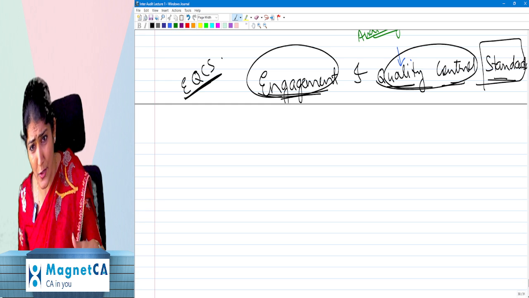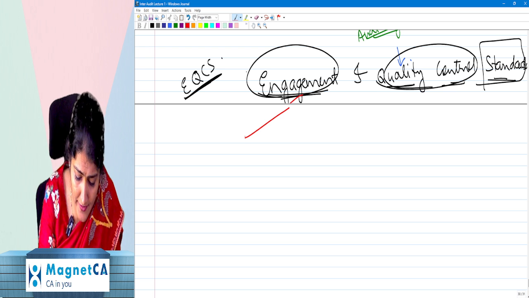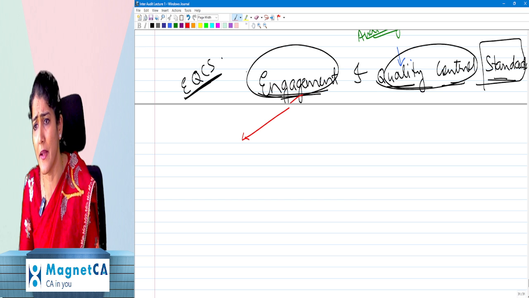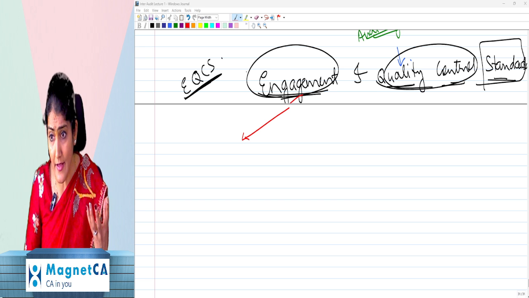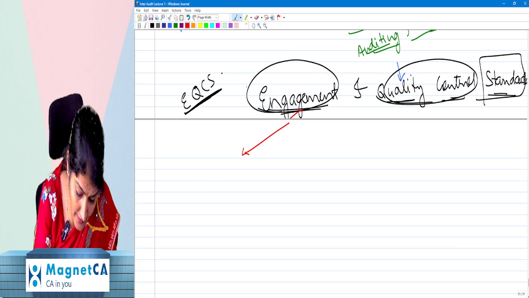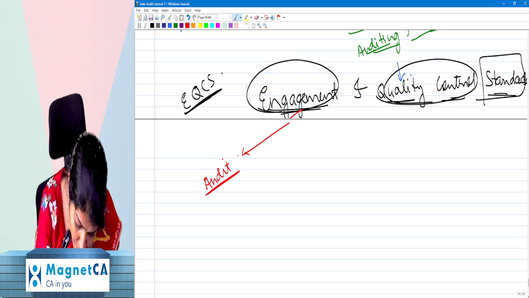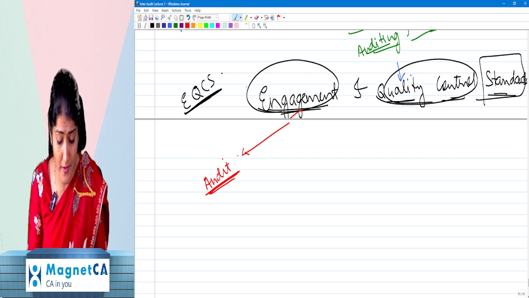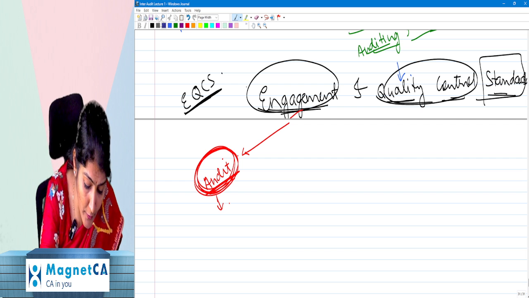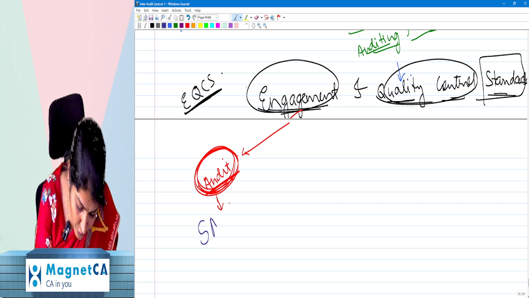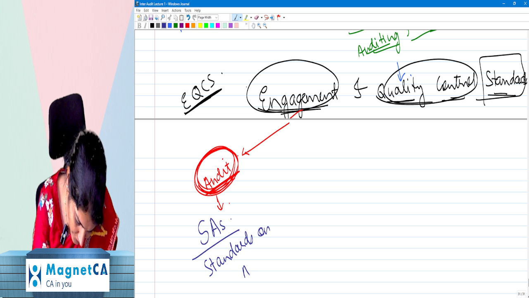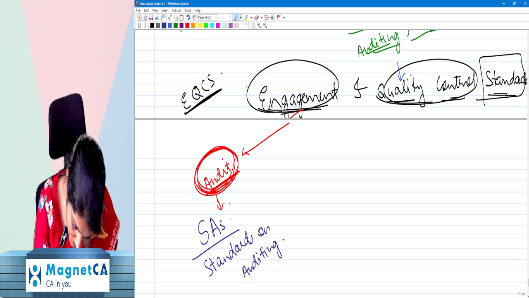What did I just tell you? One of the types of engagement which can be done by a CA is the audit engagement. One of the types of work for which a CA can be appointed is called the audit engagement. So obviously when a CA is appointed to do the audit, the CA needs to follow the standards on auditing.